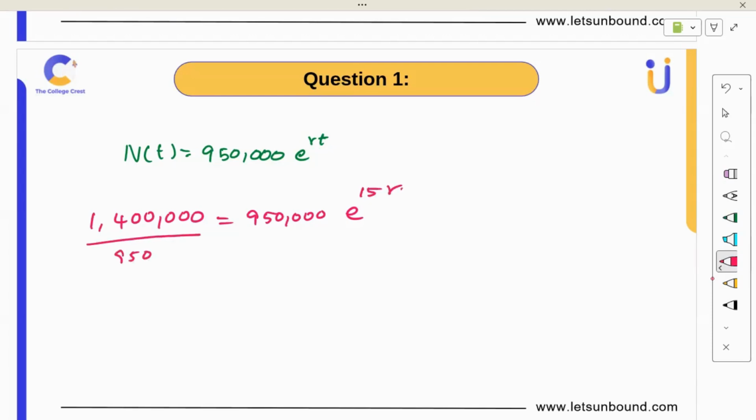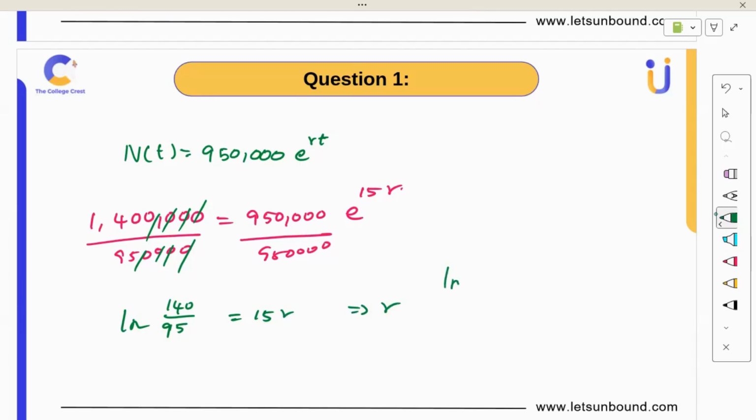So divide by 950,000. Cancel out the zeros. 140 by 95. And e comes here, it's ln equal to 15R. So your R is ln of 140 over 95, whole divided by 15.